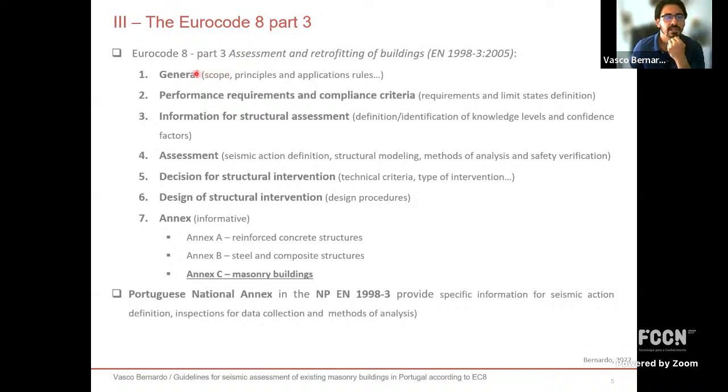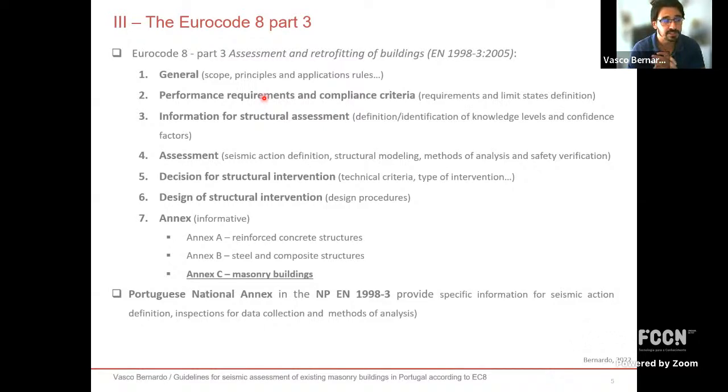in seven sections. The first one defines the principles and the application rules. The second one is the performance requirements and the corresponding limit states definition. Section 3 concerns the identification of the knowledge levels and the confidence factor, which will influence the type of analysis in the seismic assessment. Section 4 defines the seismic action, the structural modeling, and the methods of analysis for seismic safety verification.